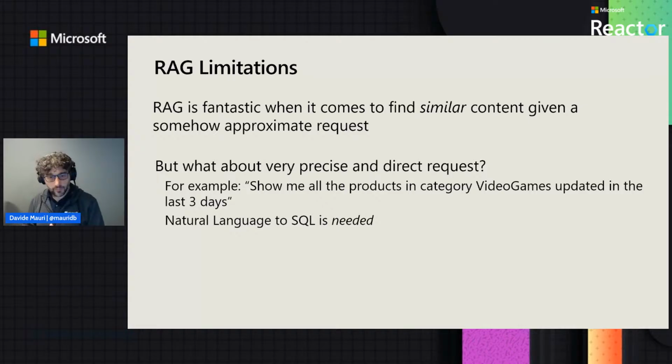The problem is that, let's say you have a database of examples, and you want to find the most correct example given the question you can see here. In this case, let's say you have a database of video games. Show me all the products in the category video games updated in the last 3 days. Or, given the previous sample, show me all the code examples that have been created in the last week on Semantic Kernel. Well, that requires a very specific answer, and RAG cannot answer that today.